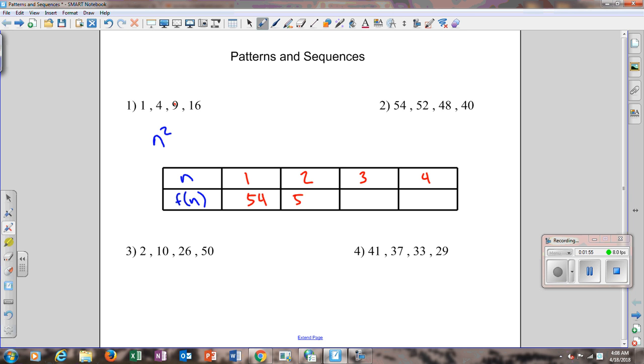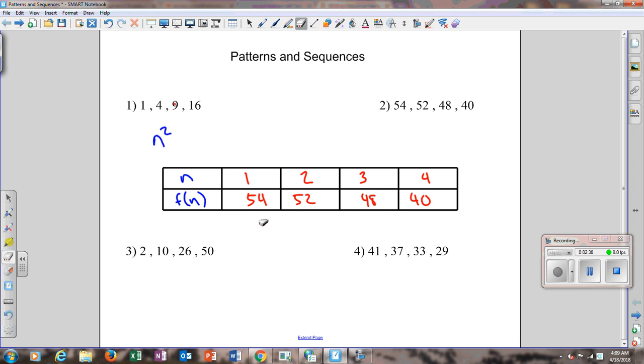54, 52, 48, and 40. So let's see if this same principle applies. Well, 1 times 54 gives you 54, right? So if I was just going off of that, I would say it's 54 times n. But if I do that here, 54 times n, it's not going to work out so well, because that will give us 108, right? So this method is not going to work for that.